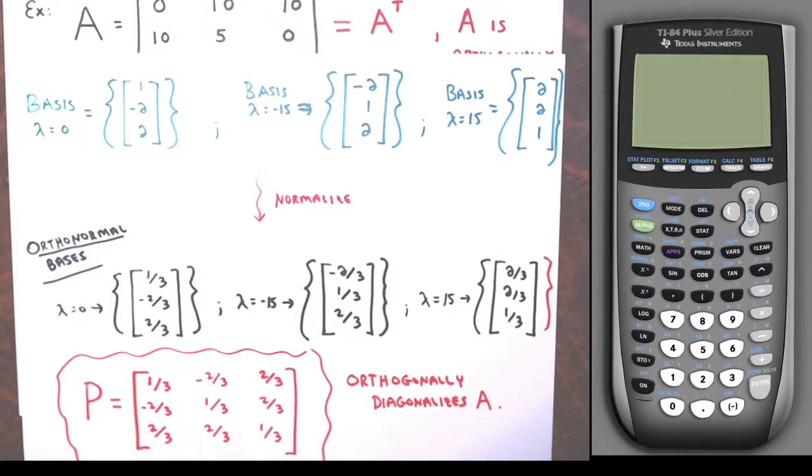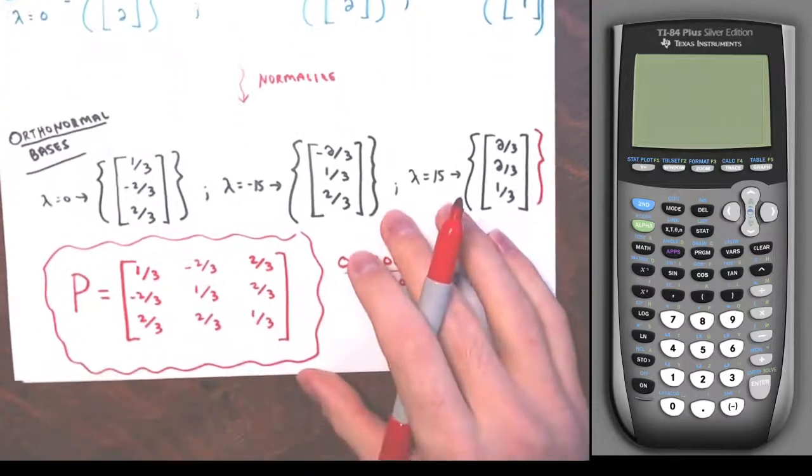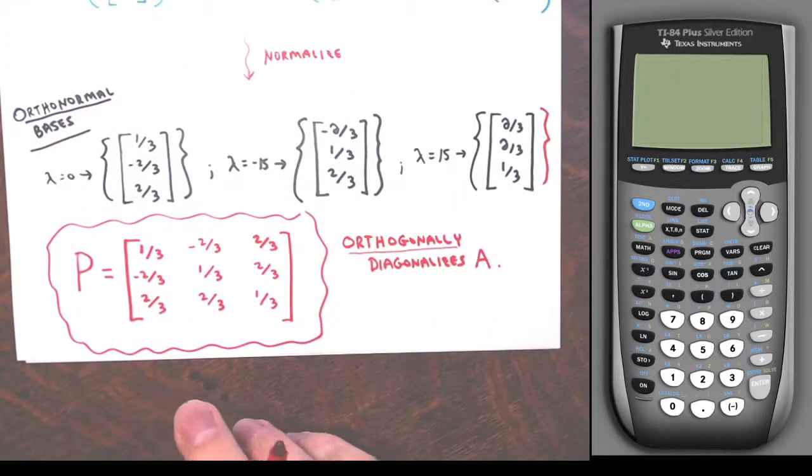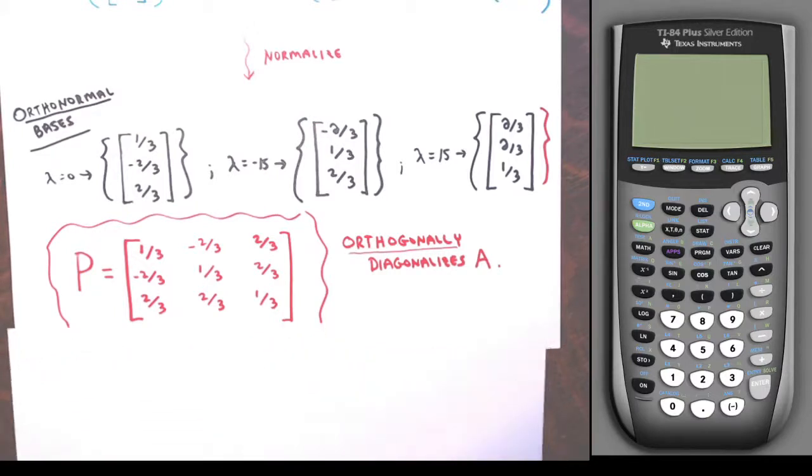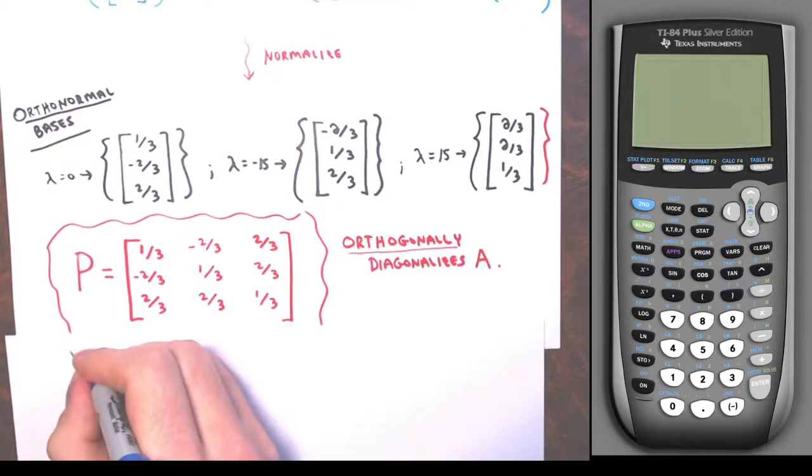And you can verify that it's an orthogonal matrix by multiplying by its transpose. Multiply this matrix by its transpose and see if you get the identity matrix back, right? The transpose should be its inverse. And then to verify that it orthogonally diagonalizes A, again, I'll leave this to you. But you should verify the following.